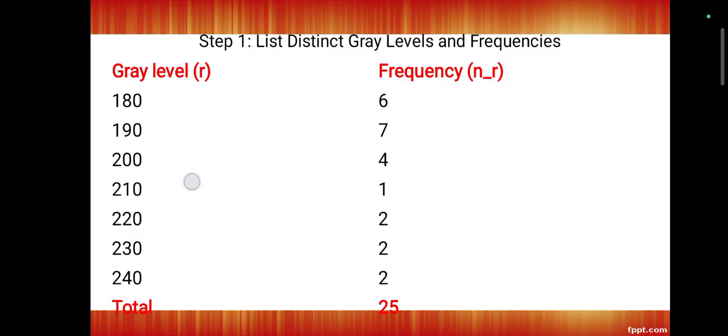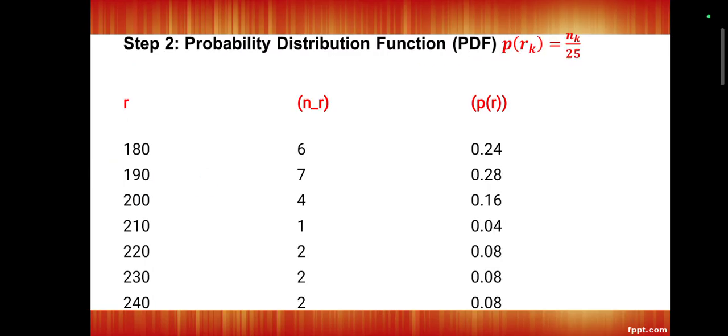And the probability distribution function we are going to calculate. For 180, occurring 6 times, P of rk is equal to nk divided by 25. So P of rk equals 6 divided by 25. All the values are calculated in this way.